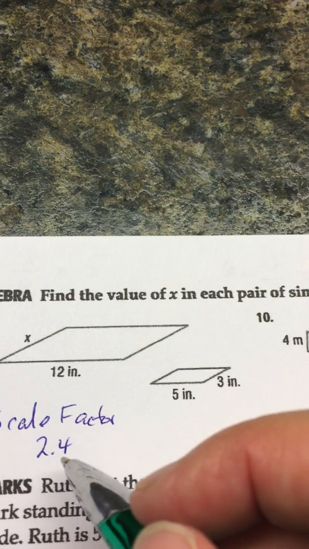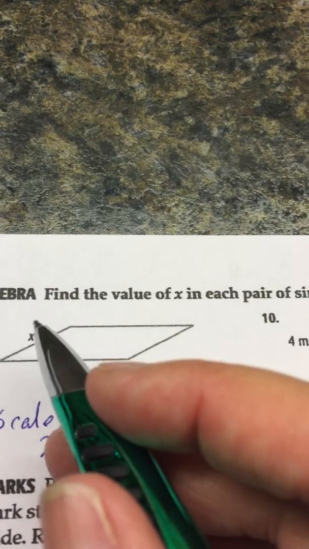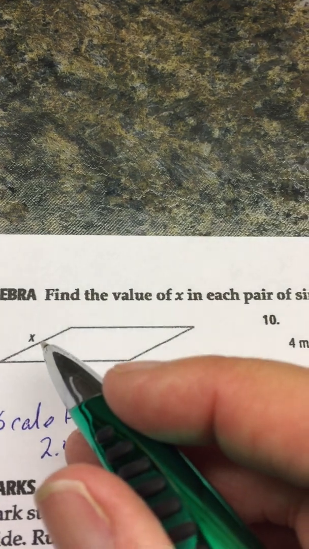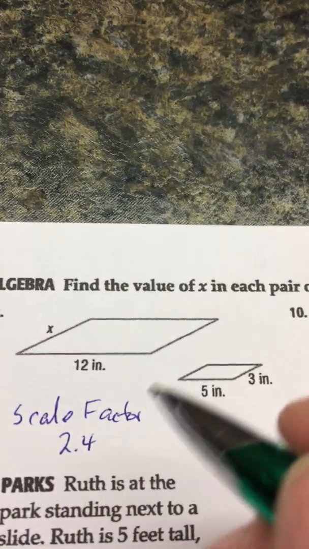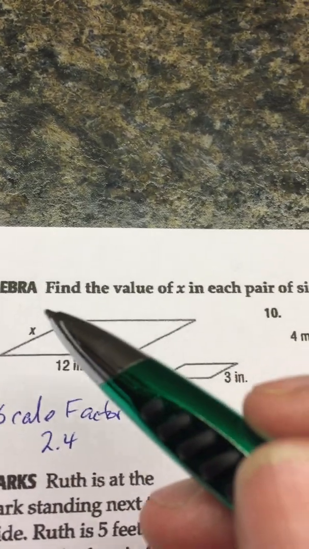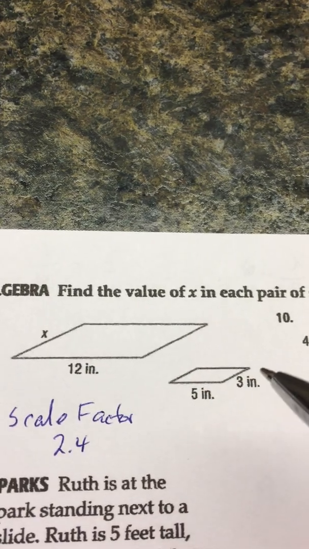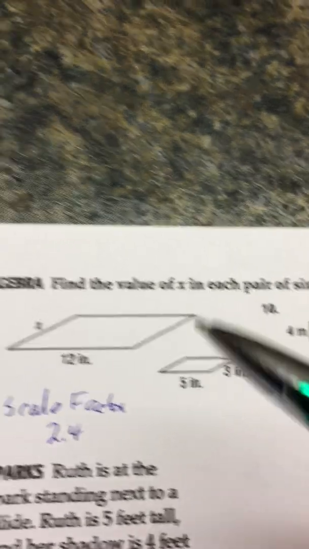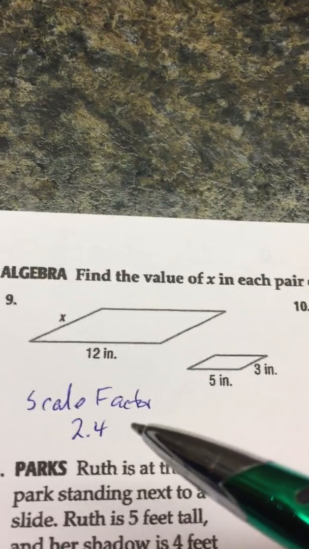If I do 5 times 2.4, I get 12. So to find the missing side over here, I can just simply go 3 times 2.4 and see what the bigger number is. So that's the easiest way to do this one. You could have also set up a proportion. You could have said x over 12 is equal to 3 over 5, and then done the butterfly method and cross-multiplied and found the missing x. So either way is perfectly good.